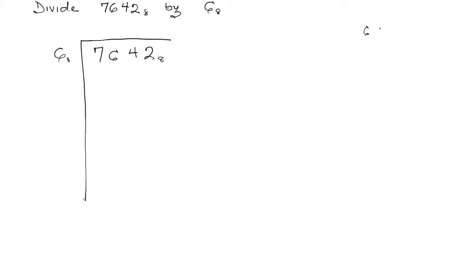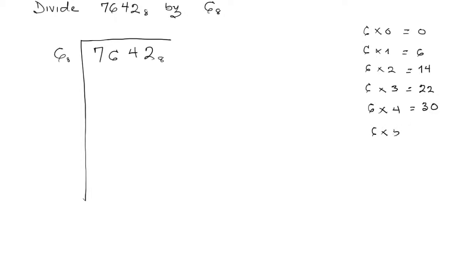So we go 6 times 0, 0. 6 times 1, 6. No issue. Base 8. 6 times 2 in base 8, 12, is going to be one bunch of 8 and 4 units. In base 8, 6 times 3, which is 18, would be 2 bunches of 8, which makes 16, and 2 units. 6 times 4 is 24. That's 3 bunches of 8, no units. 6 times 5 is 30. 30 is 3 bunches of 8, that's 24, and 6 units.